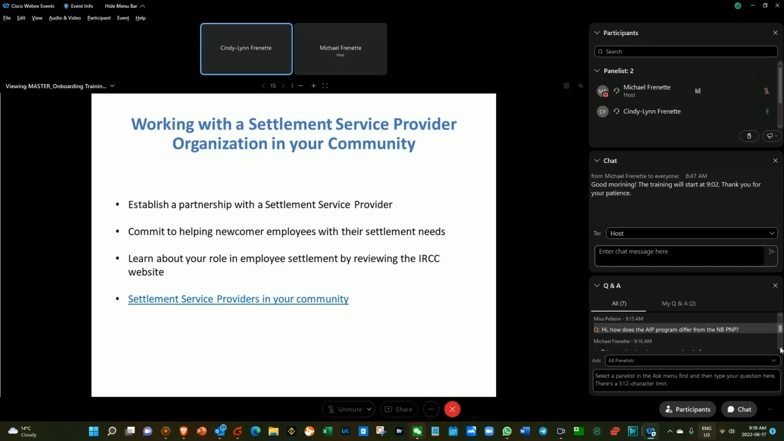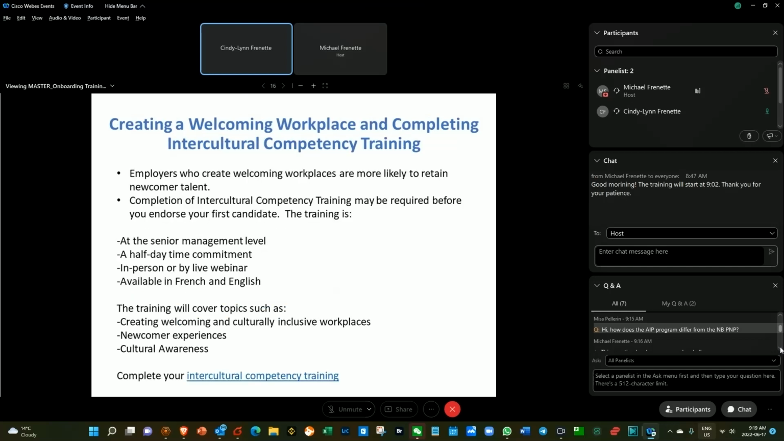You can click on the link in the presentation for a list of settlement service providers in your community or nearby. Remember that employers play a significant role in supporting the settlement of newcomer employees and their families. Service provider organizations can help you succeed in this role.